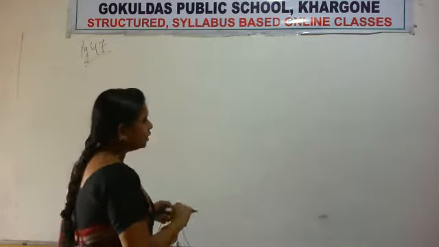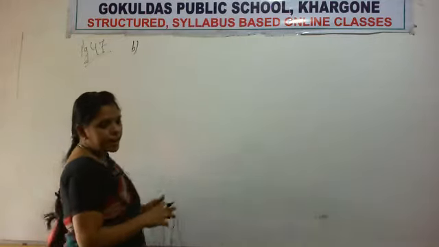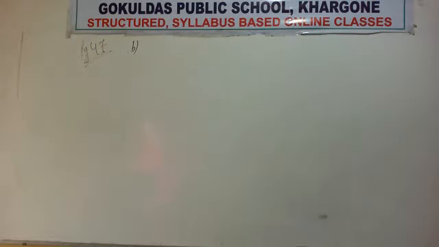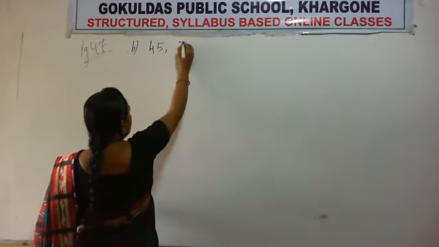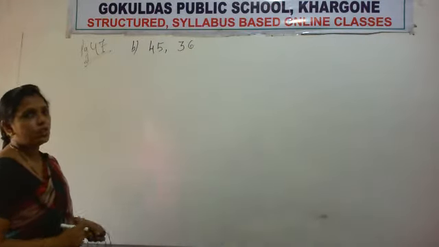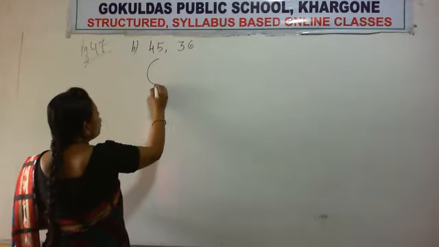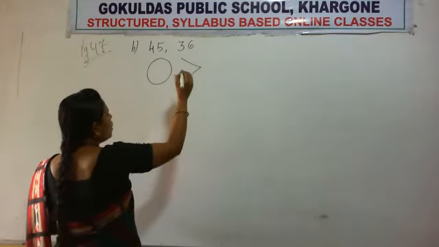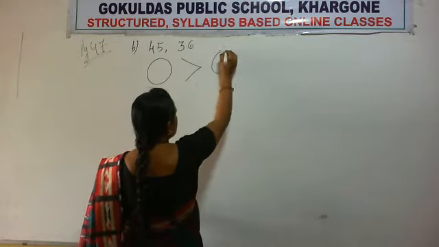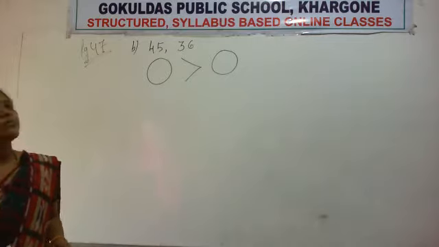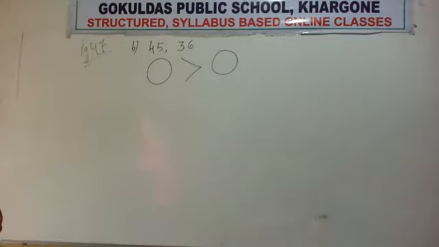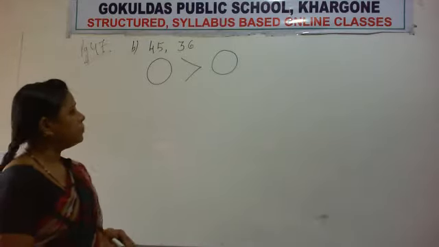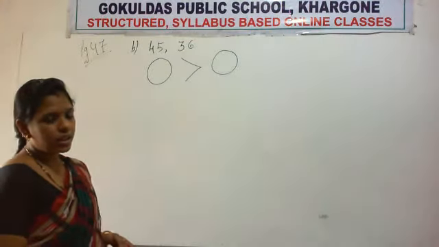Now the B part, the question B, the numbers that are given in question B are 45 and 36. These two numbers are given. So draw one circle here, make the symbol of greater than and again draw one circle here. First write the question B and copy the two numbers that are given there, 45, then put a small comma, then again write the next number 36.